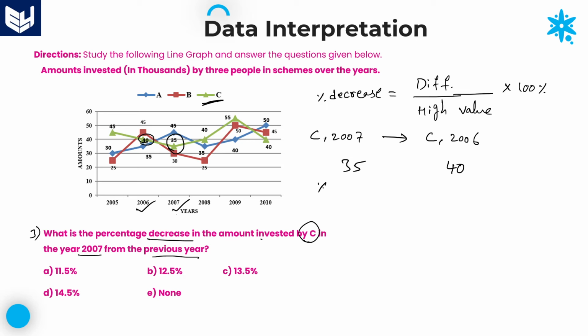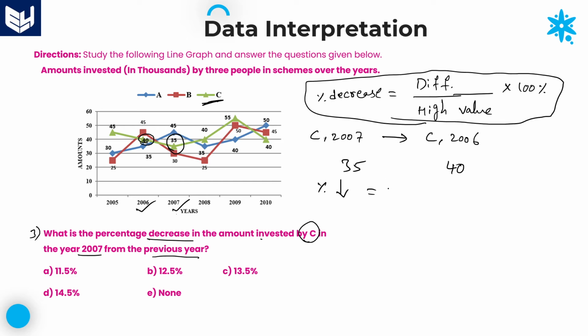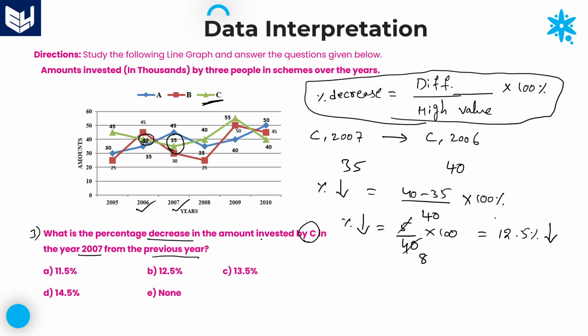Now you need to calculate the percentage decrement. Percentage decrement, as I just said, is the difference between those two values, 40 minus 35, divided by the highest value, that is 40, into 100 percentage. Now just calculate the answer. Percentage decrement is equal to 5 by 40 into 100, which is 1 by 8 into 100, which is equal to 12.5 percentage. That is the required percentage decrement of person C.